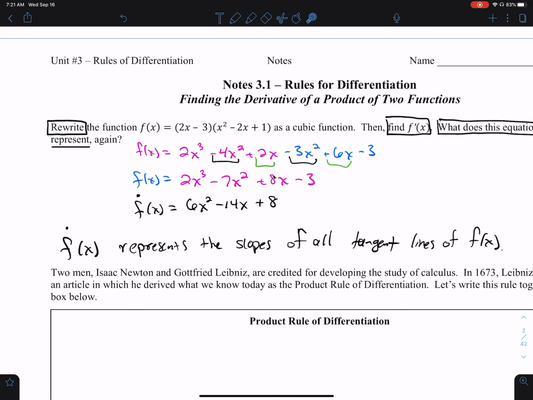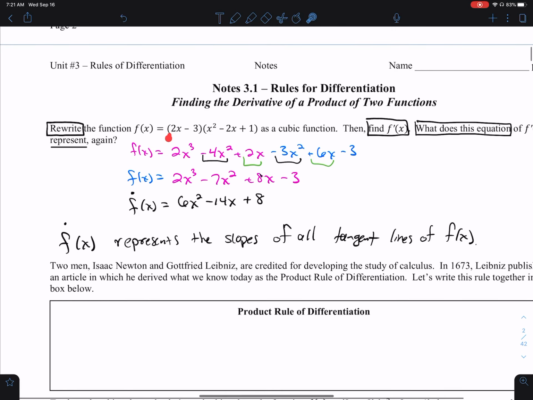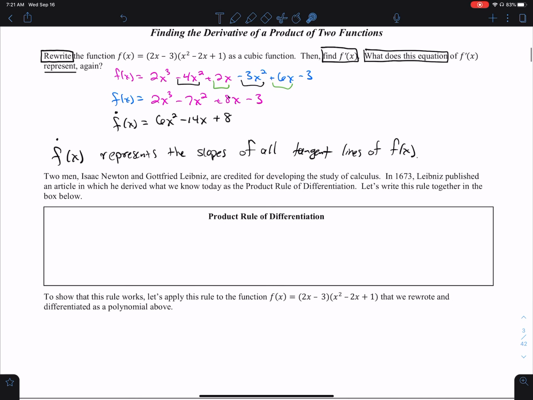But now we have a way that we can do this where we don't have to multiply this out. We can just find this derivative directly. And in some cases, you might still want to multiply this stuff out and then find the derivative using the power rule. Two men, Isaac Newton and Gottfried Leibniz, are credited for developing the study of calculus.